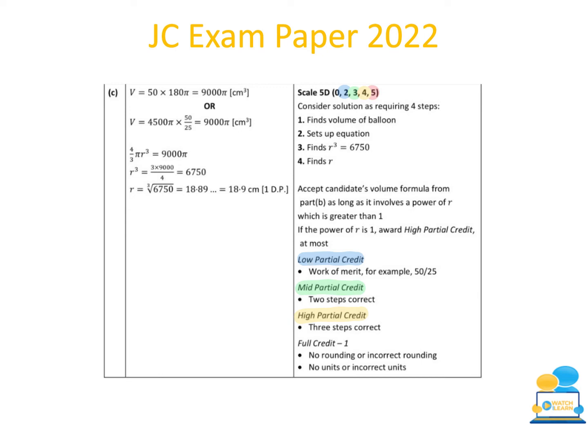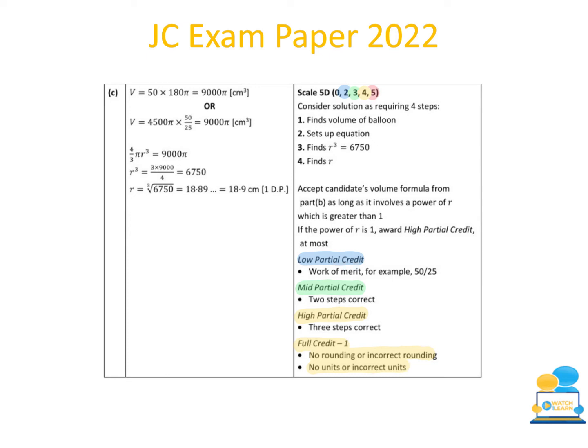Just important to point out the very end there, we can see that they're minusing 1 here if you don't round correctly, or you don't attempt to round at all. So it's very important that you do round to what they ask. And then again, they're minusing 1 here if you don't include the units or you have the incorrect units there. So I've talked about that before.